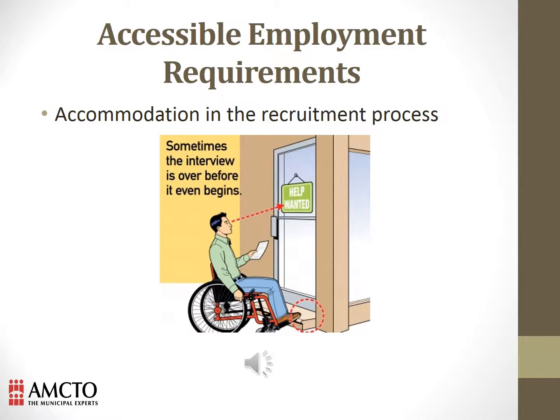This is easily accomplished by including language to that effect in job ads and other places where job opportunities are advertised. Secondly, the employer is required to advise job applicants of the availability of accommodation in the selection process. Thirdly, the employer is required to notify the successful applicant of its policies for accommodating employees with disabilities. All three of these items are relatively easily accomplished.